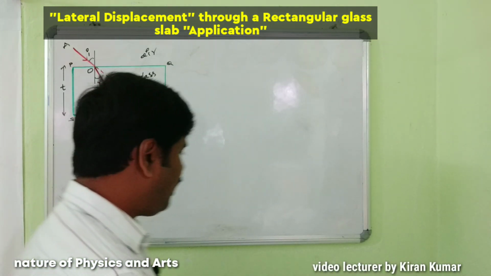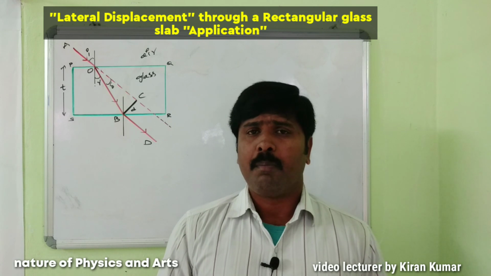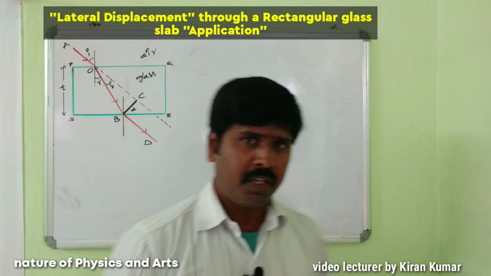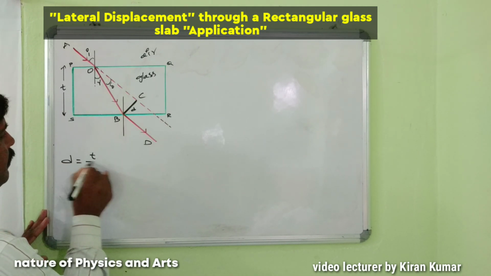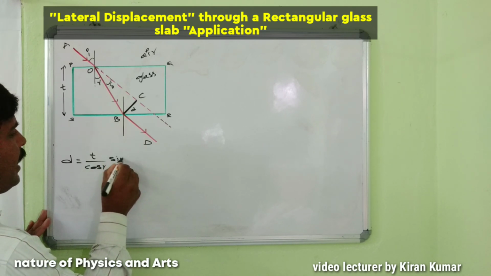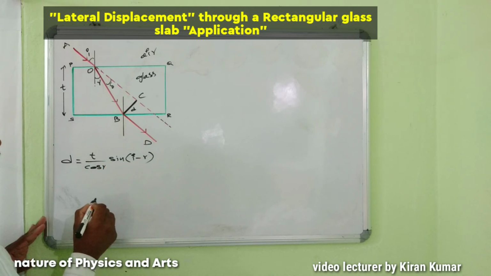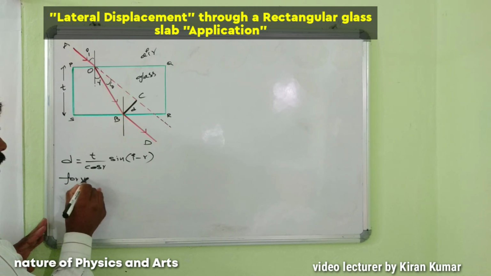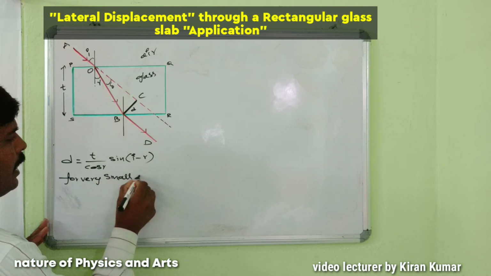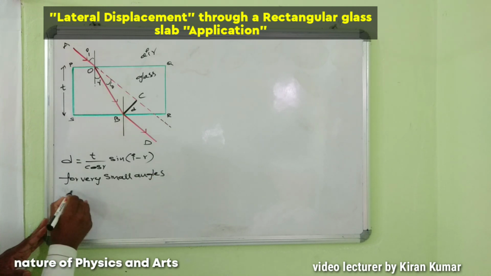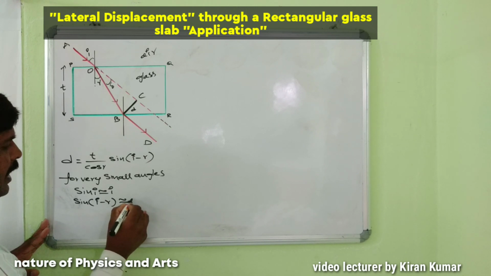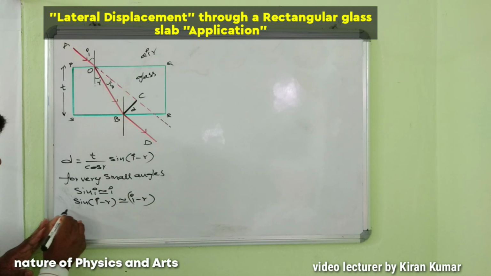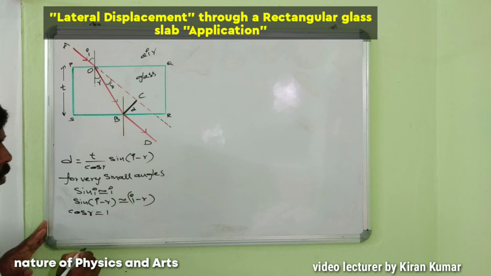Now, the lateral displacement equation we already derived in the previous video, part 1. Please watch that video for the proof. Now d is equal to t divided by cos r, times sin(i minus r). See, for very small angles, sin i is approximately equal to i, sin(i minus r) is approximately equal to i minus r, and cos r is equal to 1.